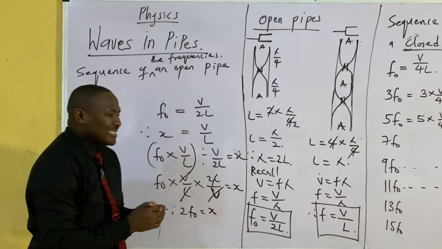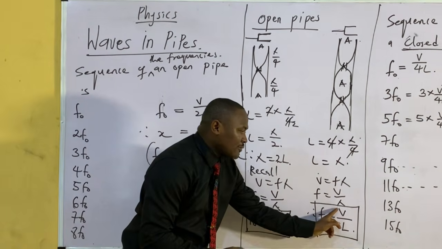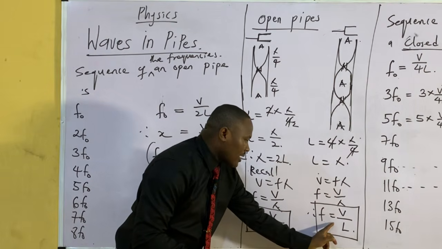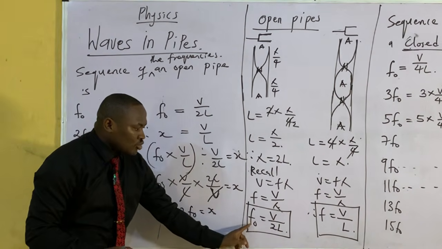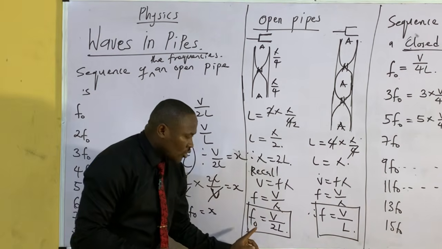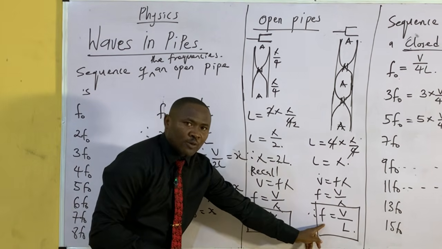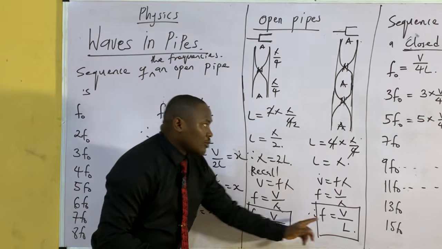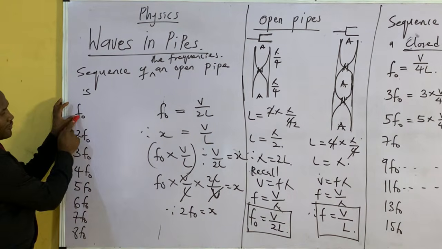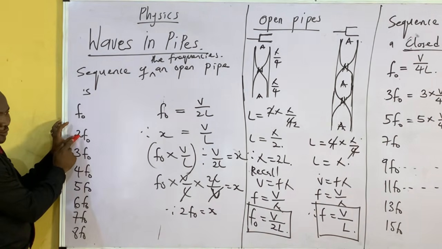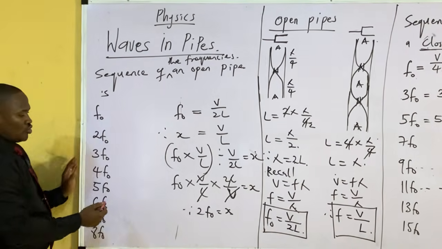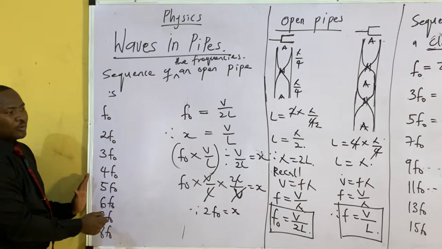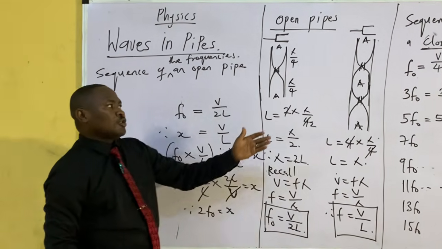So you can see that F equals V over L, which is twice, or two of this is equivalent to one of this. So that's why we said it is F naught, it is 2F naught, it is 3F naught. So that's the progression you have in an open pipe, unlike a closed pipe that is just full of odd numbers.